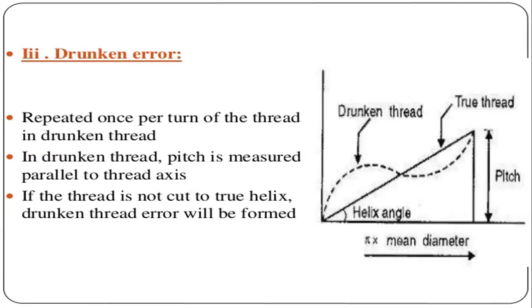So we have taken the notations as the mean diameter to the pitch error. So you can see the helix angle here. This is caused by the several crests and several troughs. That is the upper limit and the lower limit of the curve.